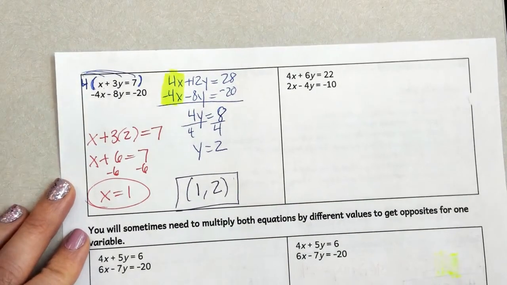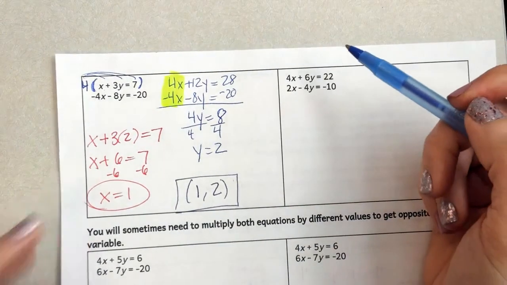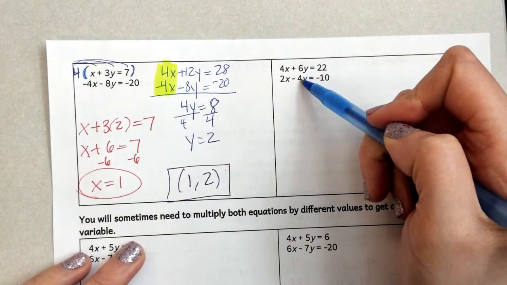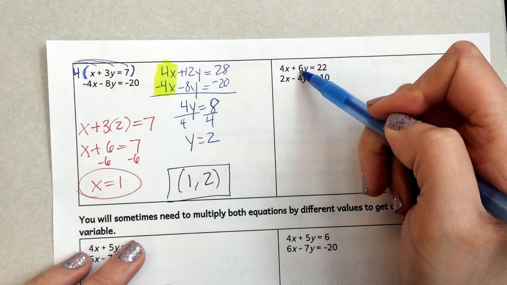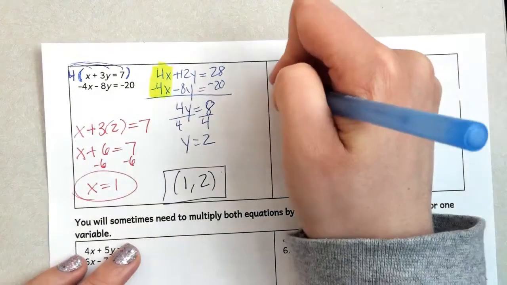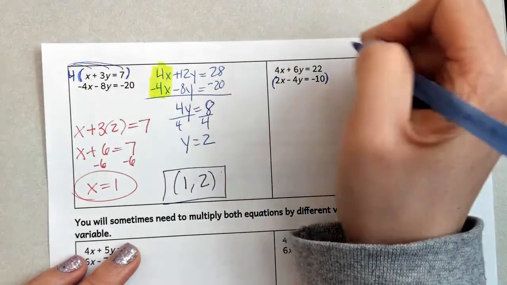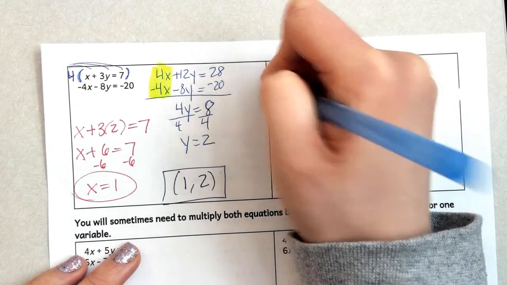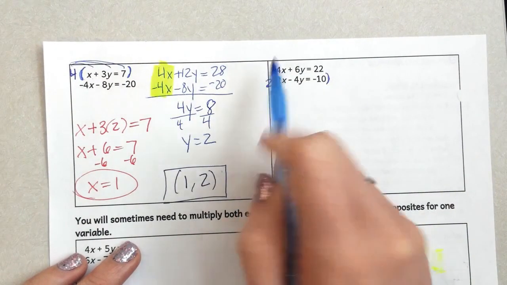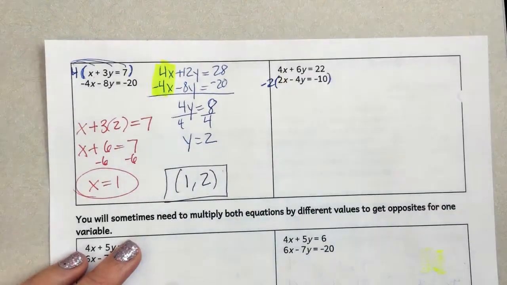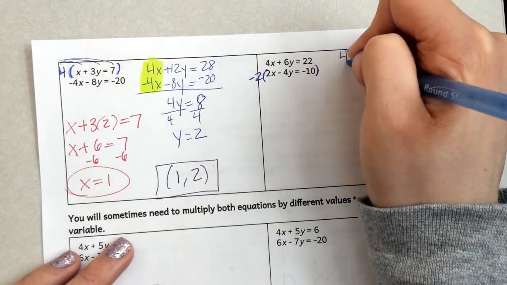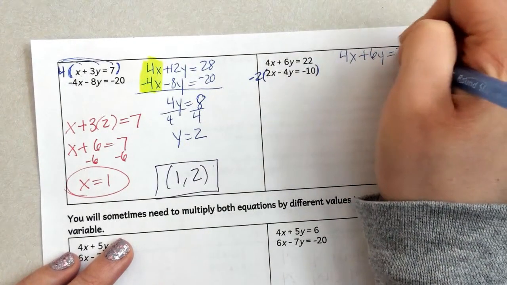So that means my point here is 1, 2. On the next one, when I look, remember I'm trying to go from one equation to the other easily. I don't know what I could multiply 4 by to get 6 off the top of my head, but I know what I could multiply 2 by to get 4. So I'm going to multiply this one. Remember, if I multiply by 2, that would give me 4x. I want it to be the opposite of this one, so I'm going to make this a negative that I'm multiplying everything by. So the first equation stayed the same, 4x plus 6y equals 22.